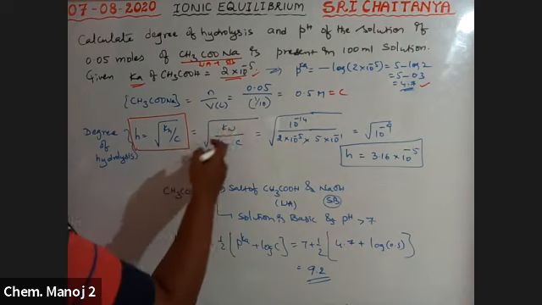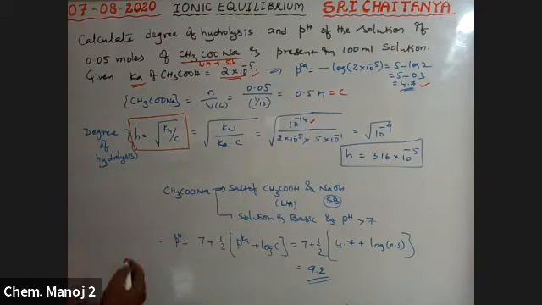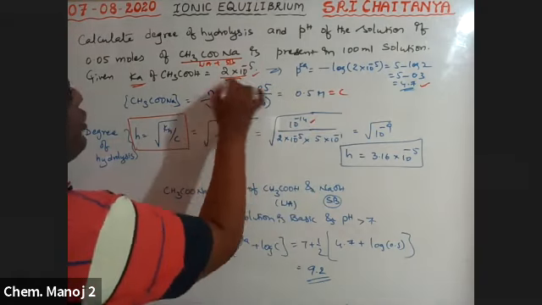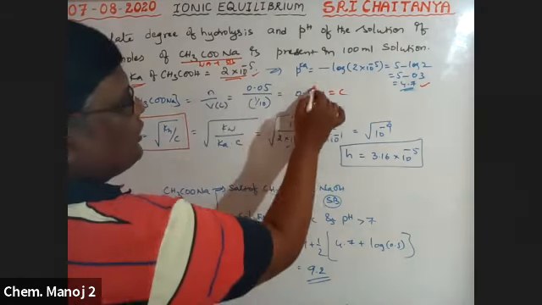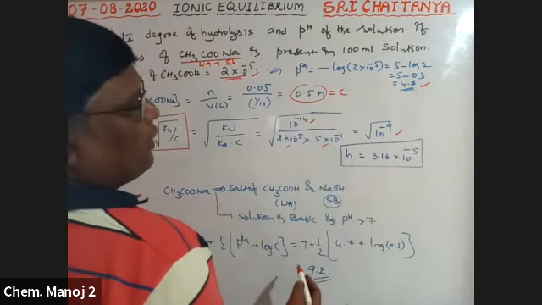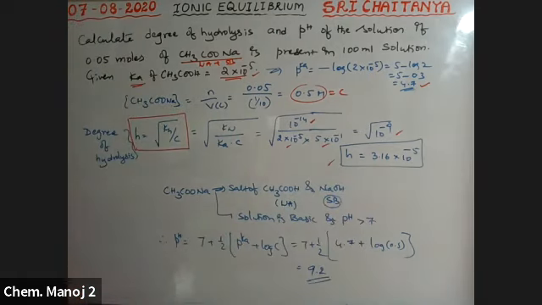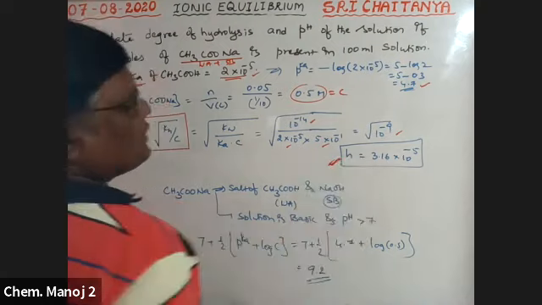Kh by C means Kw by Ka into C. So Kw is 10 power minus 14, Ka is 2 into 10 power minus 5, and C is 5 into 10 power minus 1. Altogether it is 10 power minus 9 under root. So that value is 3.16 into 10 power minus 5. That is the degree of hydrolysis.